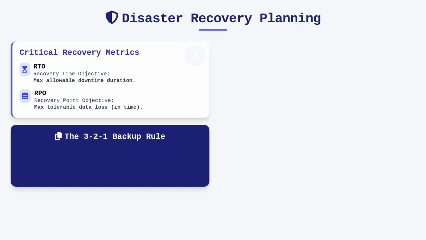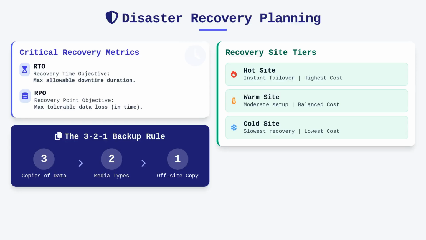To achieve these objectives, you rely on a solid backup strategy, and the industry standard remains the 3-2-1 rule. Keep 3 copies of your data on 2 different media types, with at least 1 copy stored offsite. Your recovery sites, categorized as hot, warm, or cold, provide the infrastructure necessary to restore operations, each representing a trade-off between cost and speed of recovery.